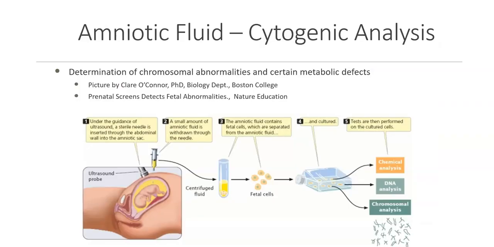Cytogenetic analysis is the determination of chromosomal abnormalities and certain metabolic defects. The cells can be cultured and chromosomes evaluated for the appropriate number and completeness. Some cells are lysed and the contents analyzed for enzymes to evaluate for metabolic defects such as Tay-Sachs, which you need to do a Google search on because this is a very, very sad disorder, and most parents will elect to terminate the pregnancy.